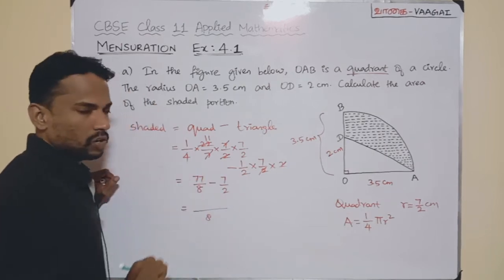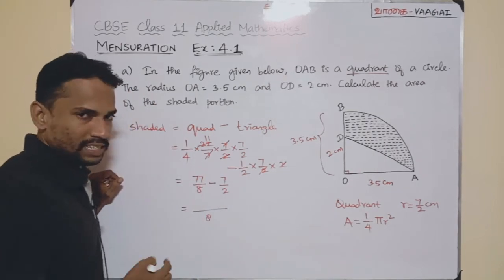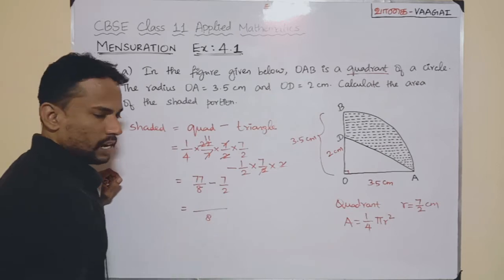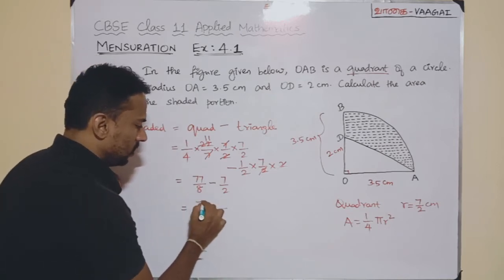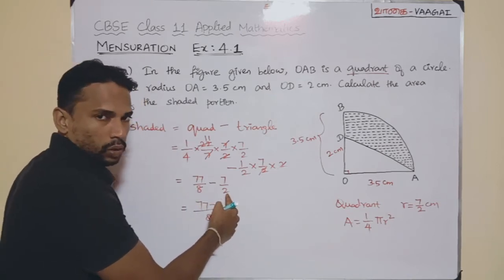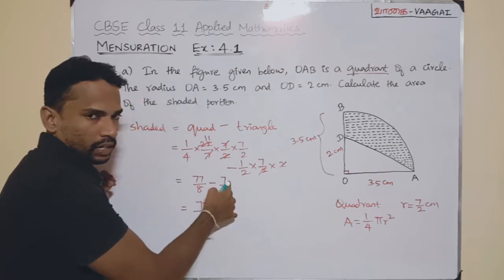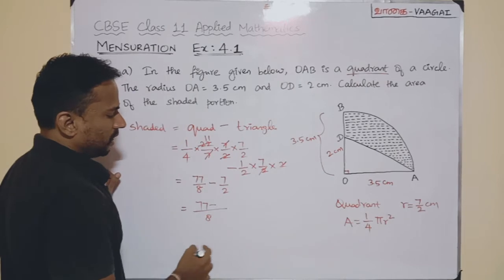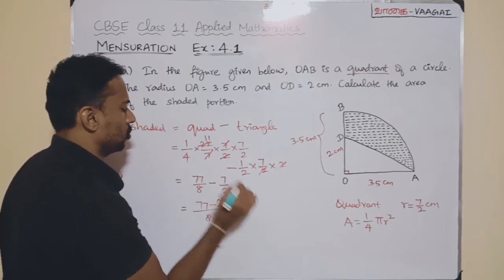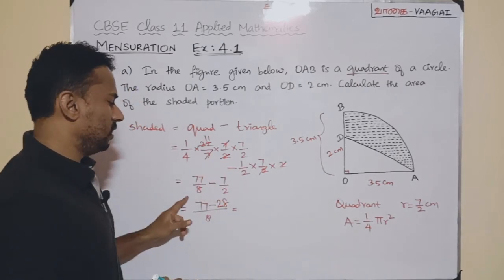I can take the common multiple to be 8. LCM is 8, right? 8 and 2 LCM is 8. So I will be having 77 minus, here this 2 I need to multiply it by 4. 2 4s are will only give you 8. So do the same to the numerator also. 7 4s are, so we'll be getting 28, correct? So I will have 77 minus 28.